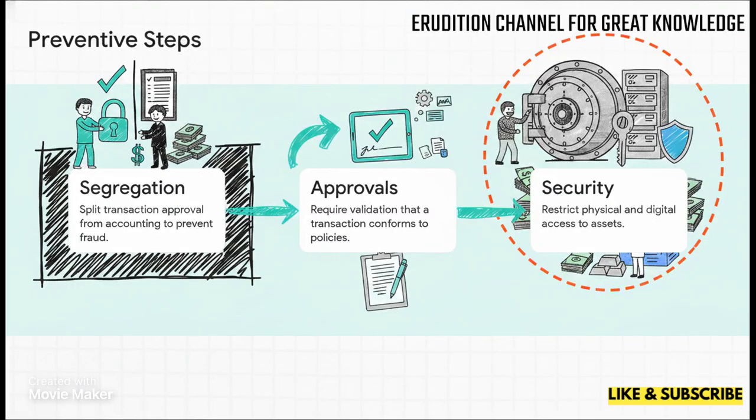To make this a bit more concrete, imagine your own accounting process. First up, segregation of duties. You really never want the exact same person who authorizes a purchase to also record it in the ledger and handle the actual cash. That's a recipe for disaster.